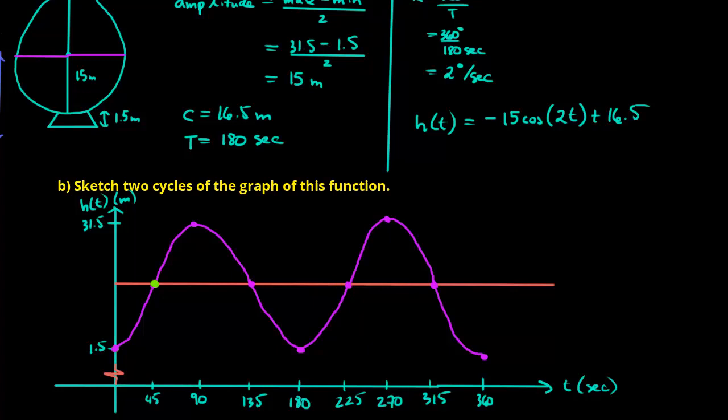So if I wanted to use the sine curve, I would have a phase shift of 45 seconds to the right, and my height as a function of time would be equal to 15 times the sine of 2 times (t minus 45), plus 16.5. So this is my height as a function of time if I use a sine curve rather than a cosine curve. Now both of these equations are correct, and it's up to you which equation you want to use to model this situation.